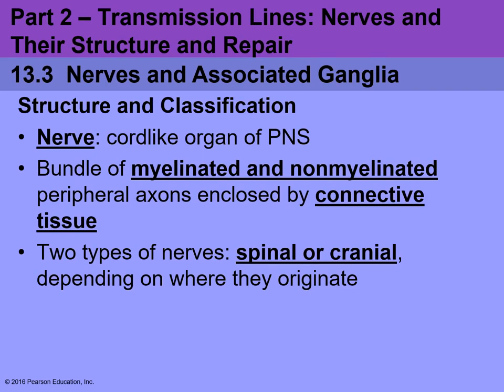Now there are two different types of nerves in the peripheral nervous system. You have spinal nerves and the cranial nerves. And the name is given to them to distinguish where they originate. The peripheral nervous system is connected to the central nervous system. So it's going to be, where do these nerves connect, the PNS to the CNS?